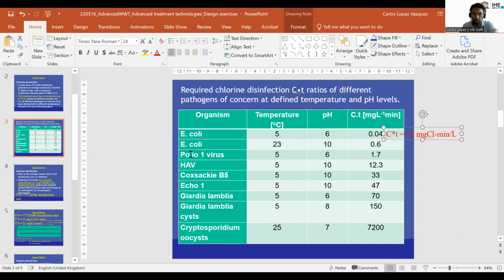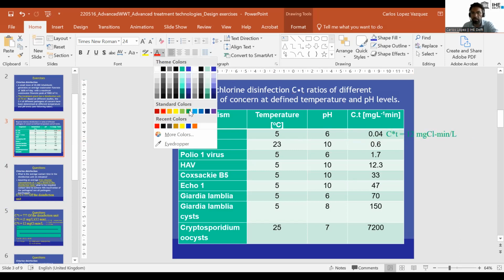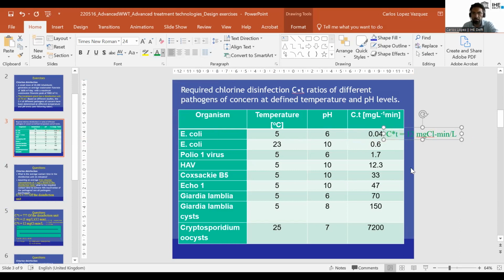It's removed because for E. coli I need 0.04 and I have 12. Okay, so this will be removed. Perfect. So I can say, okay, this is okay. So I will turn it green. So this is removed. Perfect. What about the other coli? Also, what about the poliovirus?